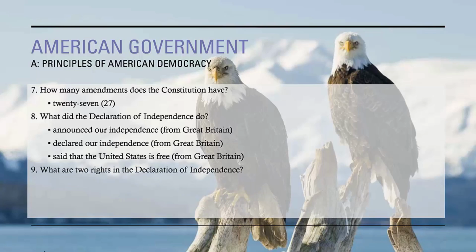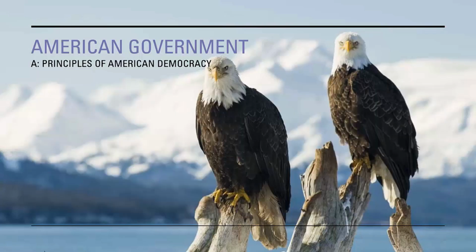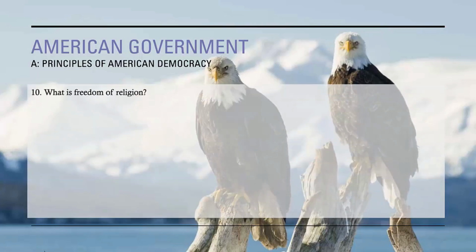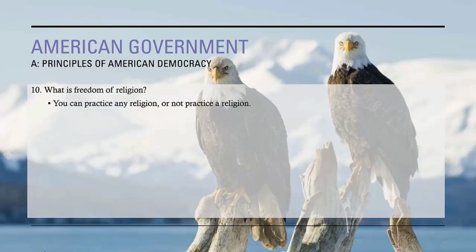Question number 9. What are 2 rights in the Declaration of Independence? The rights in the Declaration of Independence are life, liberty, and the pursuit of happiness. Question number 10. What is freedom of religion? Freedom of religion is that you can practice any religion or not practice a religion at all.